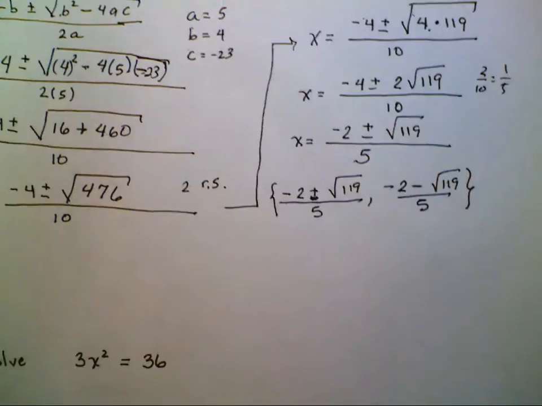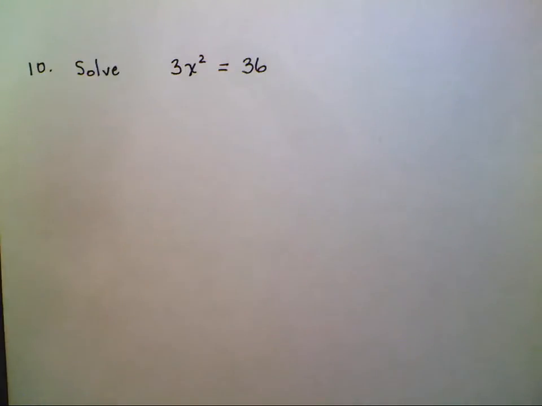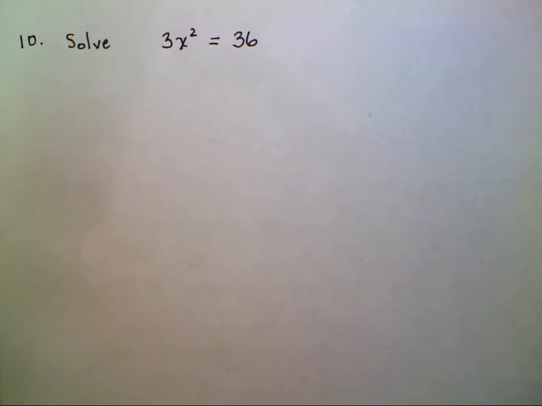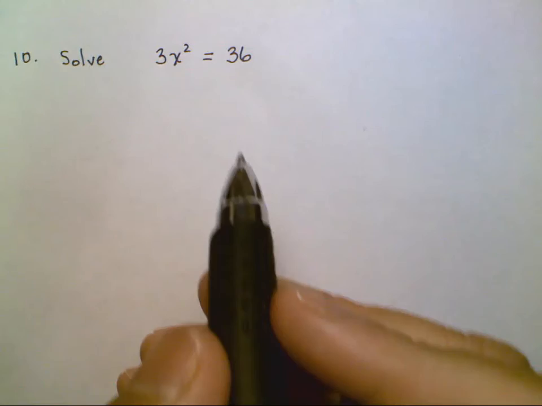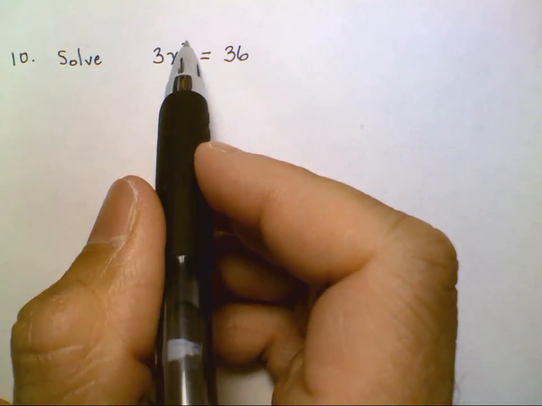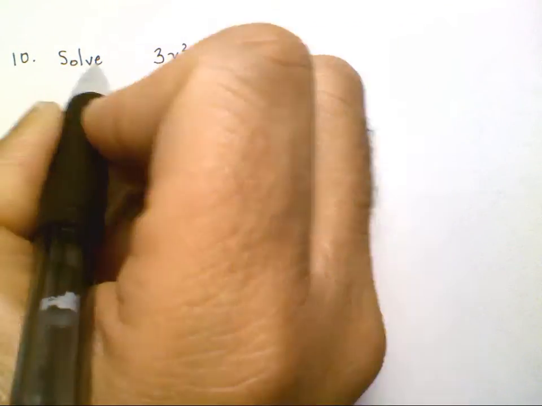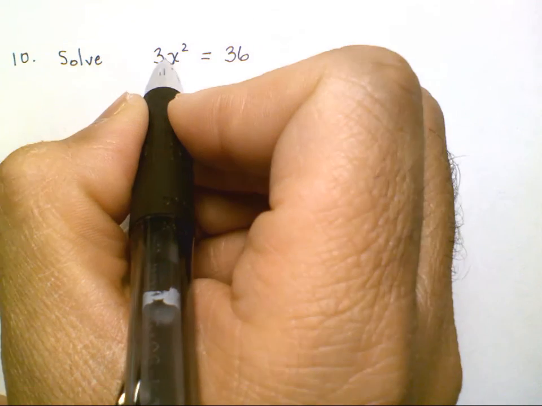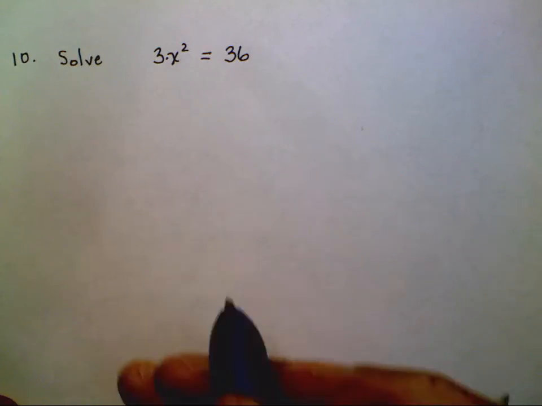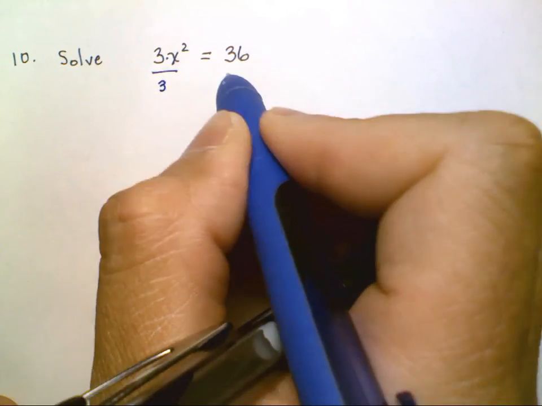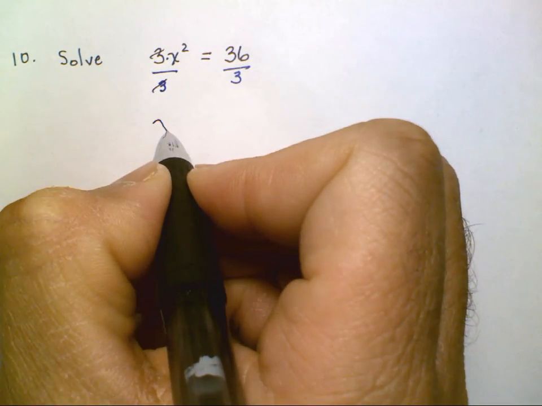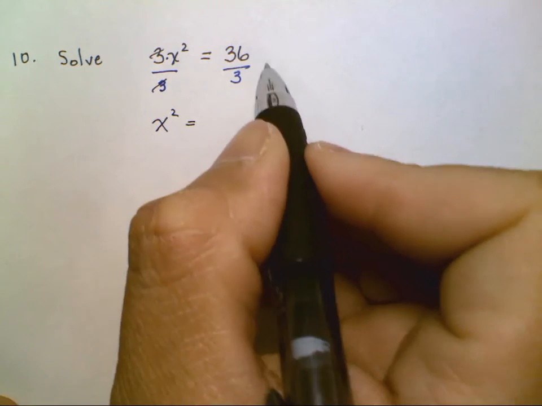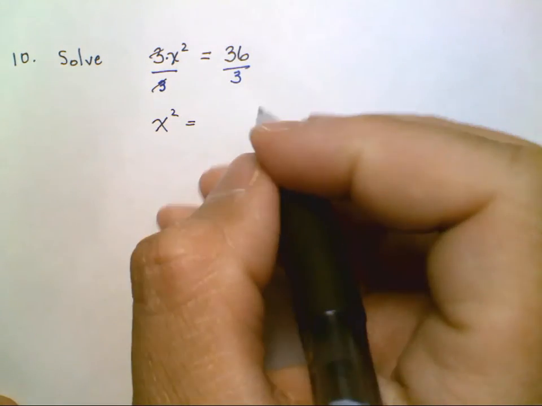Let's do problem number 10. Problem number 10 is another problem where you can use the quadratic formula. You can use, in this case, simplifying like the square root method, for example. So you have solve 3x squared equals 36. So 3 is multiplying x squared, so it's going to be dividing to the other side. So 3 goes away. So you have that x squared is equal to 36 divided by 3, which is 12.